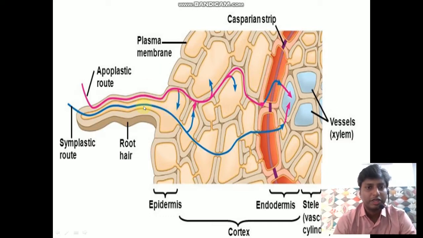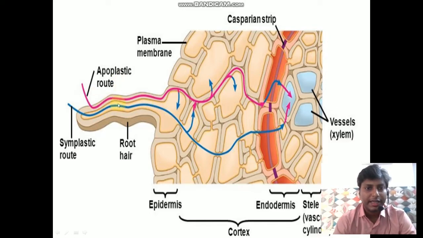There are 2 major pathways, as they are mentioned in the NCERT as well. The 2 major pathways are the apoplast pathway as well as the symplast pathway. Dear students, in this image you can see the red line which is indicating the apoplast route, and the symplast pathway is indicated by the blue line.